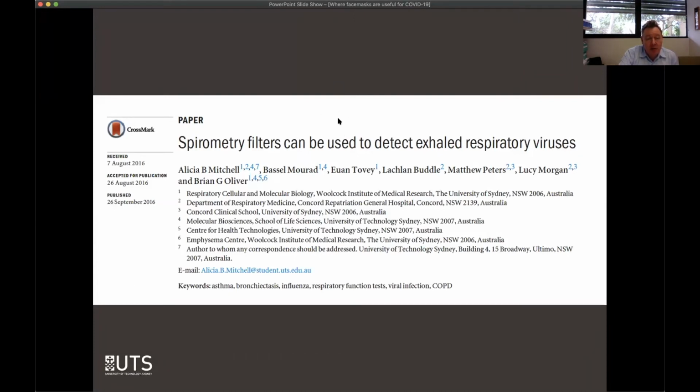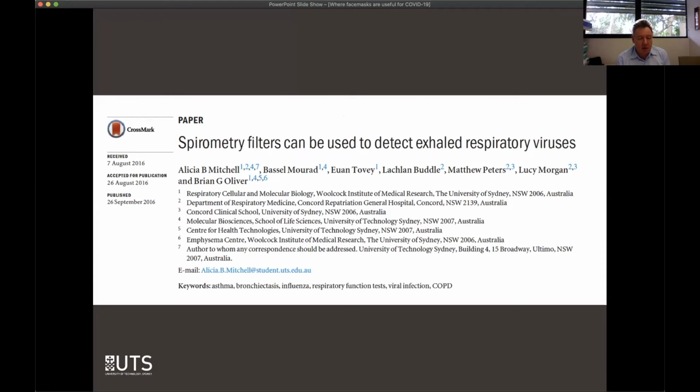And Alicia Mitchell, who was a PhD student at UTS, she's now graduated, actually used a commercial filter, which is called a spirometry filter, and did a very similar study. But what Alicia did was to actually test patients in hospital that had a respiratory disease, but had no signs or symptoms of respiratory virus. And quite amazingly, what she found was that in up to 80% of people, we could detect a respiratory virus in the absence of symptoms.